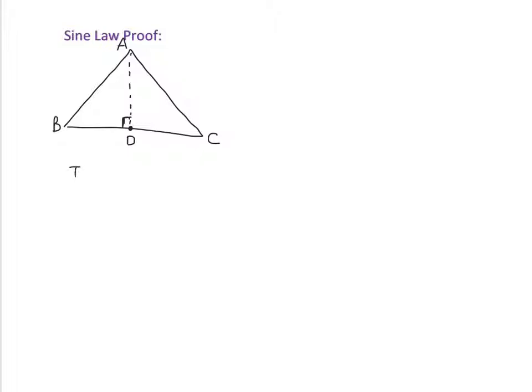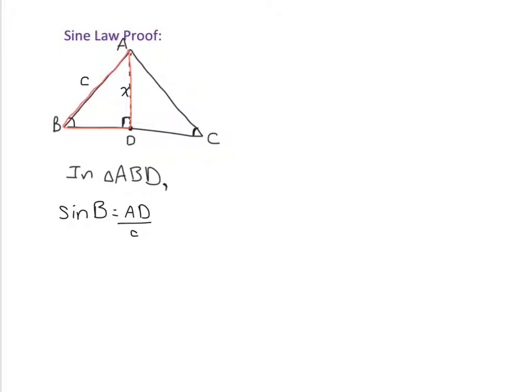So we're going to do this in 2 parts. First, let's look at triangle ABD, so the triangle on the left. In this triangle, let's set up the sine ratio for angle B. So we have the sine of angle B is equal to the opposite side, which is side AD, that one we added, over the hypotenuse, which is side C, because it's opposite of angle C in the big main triangle. So we'll have little c on the bottom.